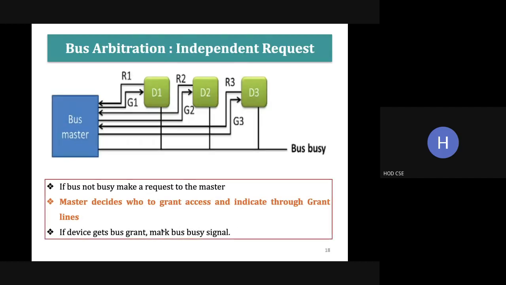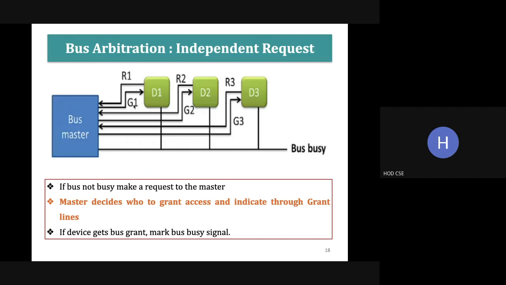So next one is the independent request. So here we have the bus busy signal common to all the devices, and request and grant signals which are connected to all the devices. That is, suppose if we have n devices, there will be 2n connections for request and grant. Okay. So suppose there are 3 devices, there are 3 request lines and 3 grant lines. Having more number of lines is a very great drawback for this. Okay. So every device will have this request and grant line. That is the independent request.